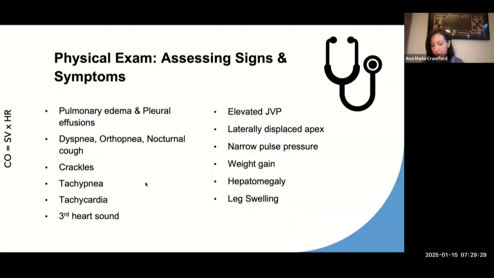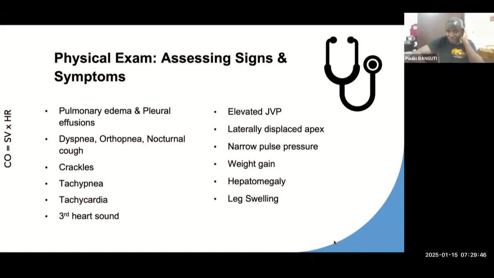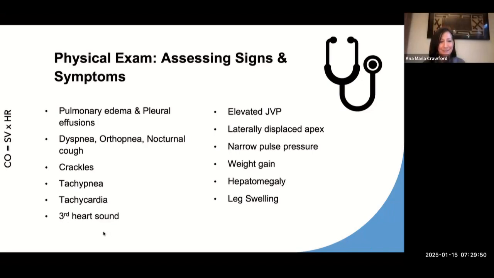Dr. Emerson, would you mind reviewing some of the signs and symptoms on physical exam that we can see to help us identify cardiogenic shock early? Unmute. I'm working on it. Sorry. There you are. All right.